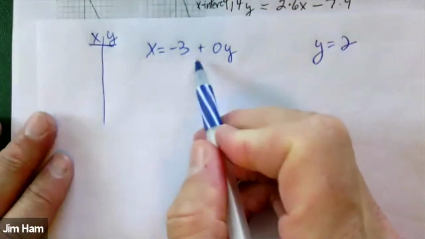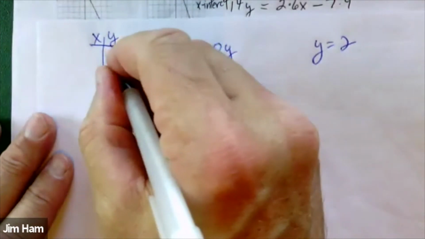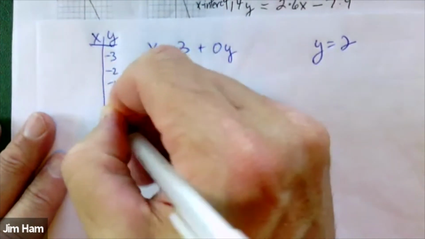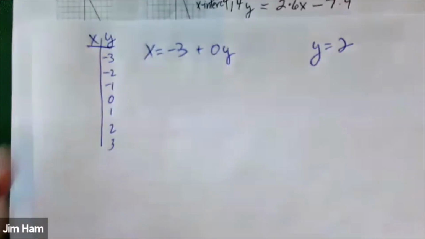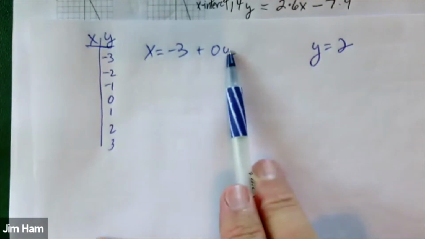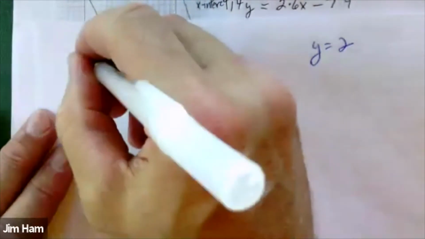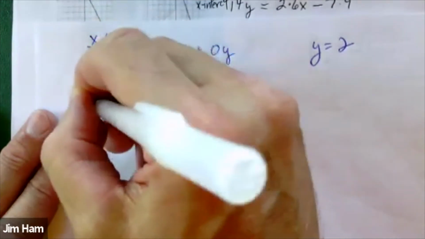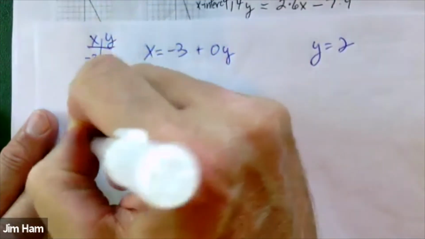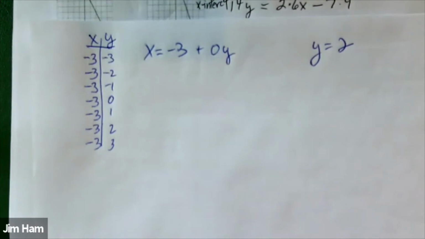So, but we do know that for whatever Y we choose, -3, -2, -1, 0, 1, 2, or any number that we choose for Y, we're going to multiply by 0. X will always be equal to -3. Now, many students just memorize this, that the equation of a vertical line is X equals some number. That's fine too, but this is kind of the background behind it.